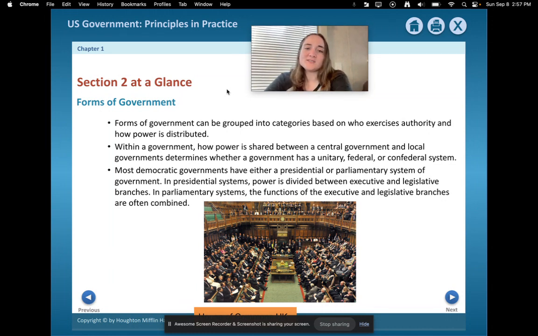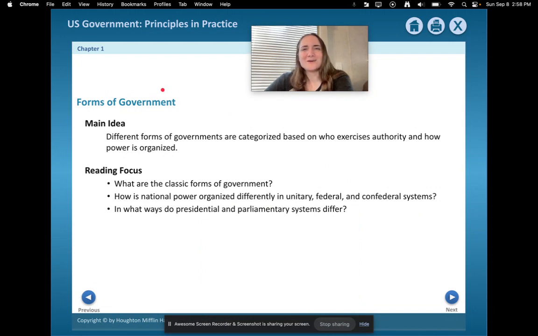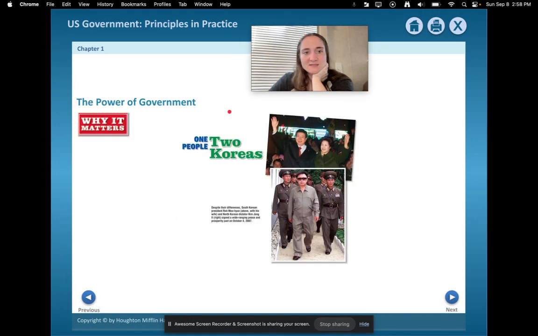In presidential systems, power is divided between the executive and legislative branches. In parliamentary systems, the functions of the executive and legislative branches are often combined. So we'll talk a little bit about that. I know you're like, wait, this is US government, not world government. Yeah, we'll learn about parliament for a little bit. So, the main idea of this little section here is different forms of government are categorized based on who exercises authority and how power is organized.